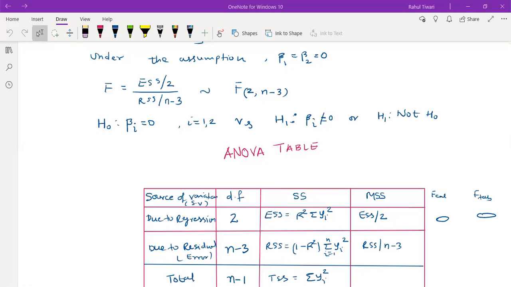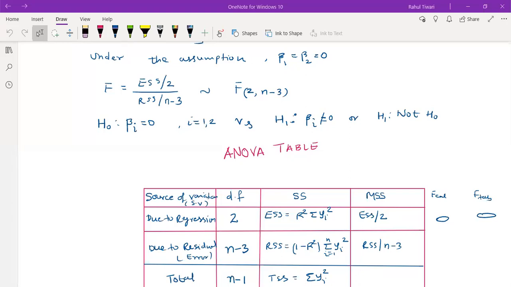Because beta naught is a constant value. If beta 1 changes, then only your dependent variable changes. Or if beta 2 changes, then only your dependent variable will change. So that's why we are always checking the slope values, which are your beta 1 and beta 2. That's why here we are doing the testing of regression coefficients, beta 1 and beta 2. Is that clear? Not beta naught.